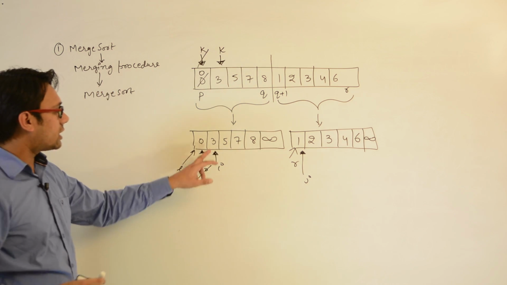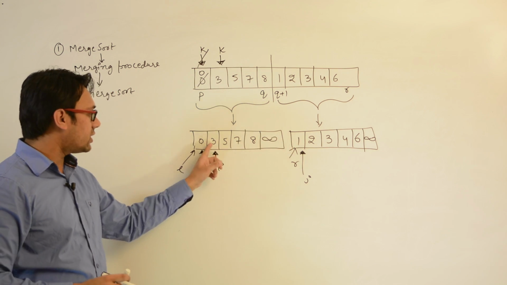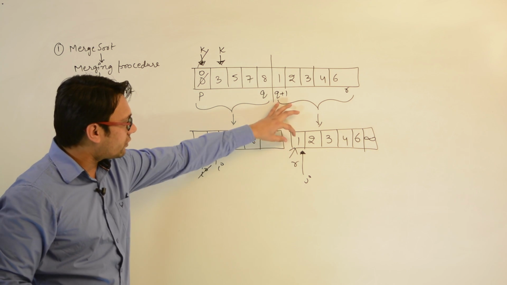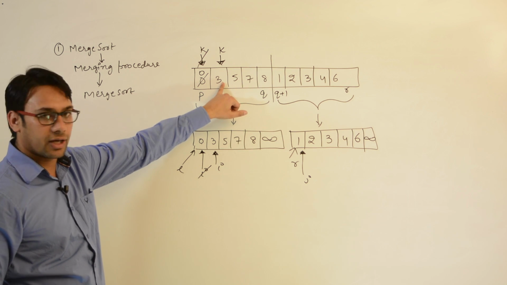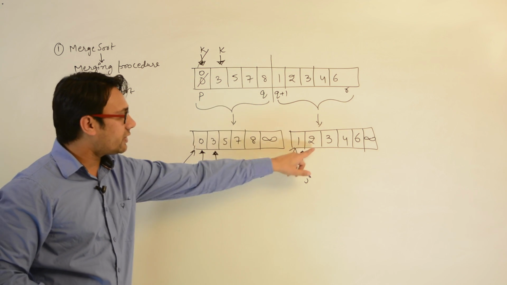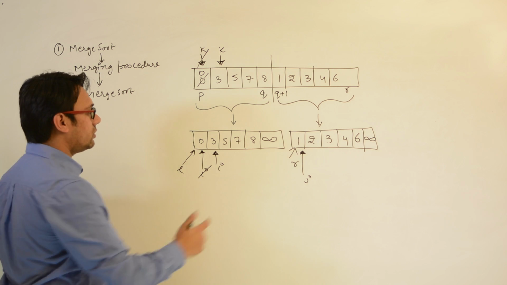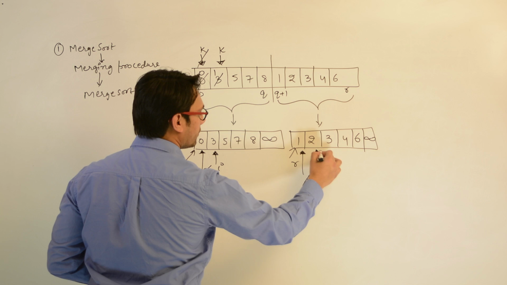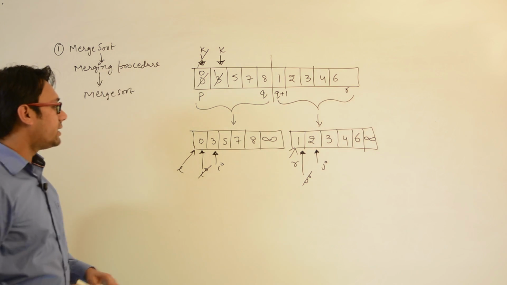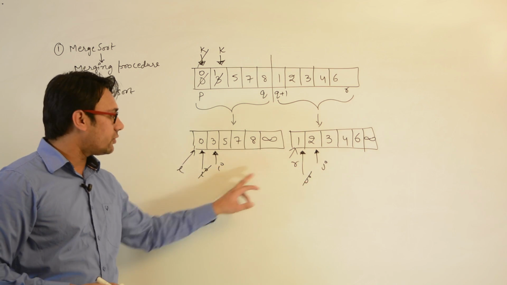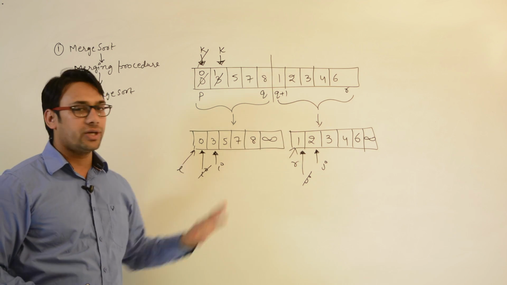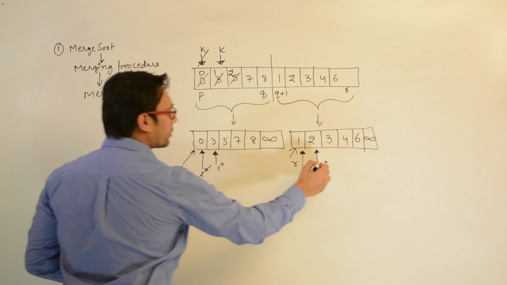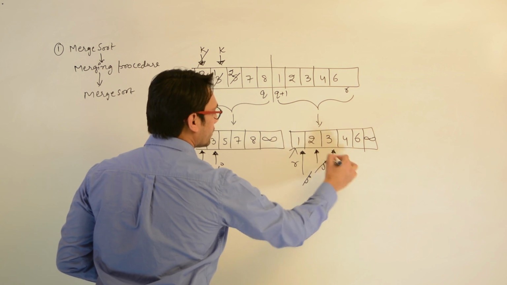Okay. Now compare these two values. You can see 1 is less than 3. Because 1 is less than 3, we are going to copy this value into this location, and then we are going to increment the value of J. So 1 will come here, and then J will come here. Now compare these two values. You can find that 2 is less than 3. Therefore we are going to copy 2 here, and then we are going to increment the value of J.